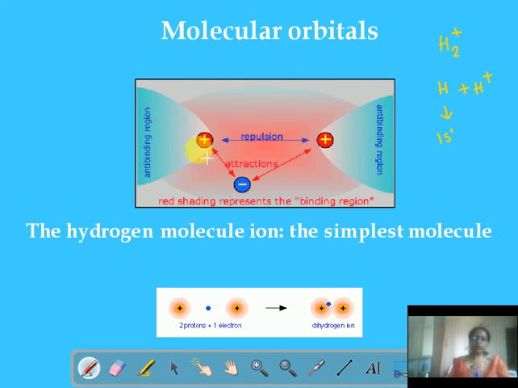You see this part, this sky blue part is the antibonding region, and this red shaded part is describing the bonding region. This way the bond is formed. Here you can see there are two protons plus one electron. As I have told you, in both of these hydrogens protons are there, but in only one hydrogen do you have an electron. So two protons plus one electron is giving rise to this dihydrogen ion.